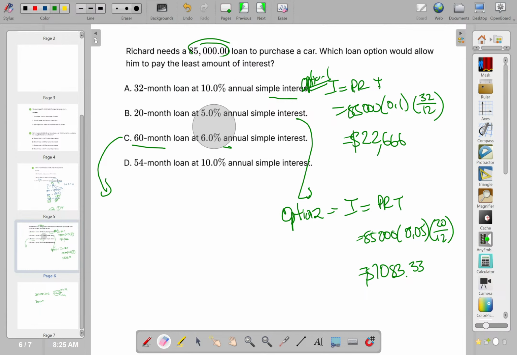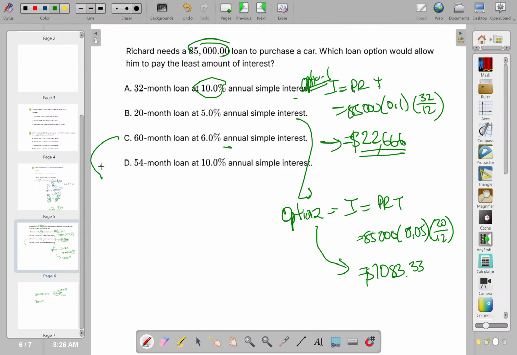Let's clean it up a little bit though, so everybody understands how much interest you're going to pay. Option number 1, 22,000. Not looking good. Option 2, 7,000. What do you notice between option 2 and option 1? The bigger the interest rate, the more you are going to pay back at the end of the day. That's 10%. That's why the 22,000 is so high.